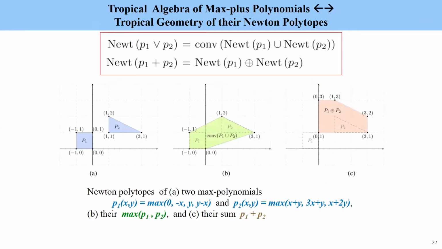Now, what can we do with these Newton polytopes? At least two types of algebraic operations corresponding to geometric operations between the Newton polytopes. If we have two tropical polynomials, P1 and P2, if we max them, here on the left, you see actually the Newton polytopes in blue for the P1 and P2 polynomials on the left.